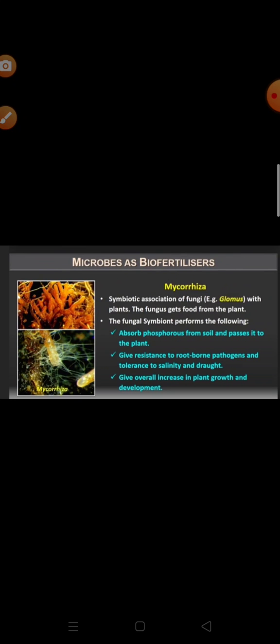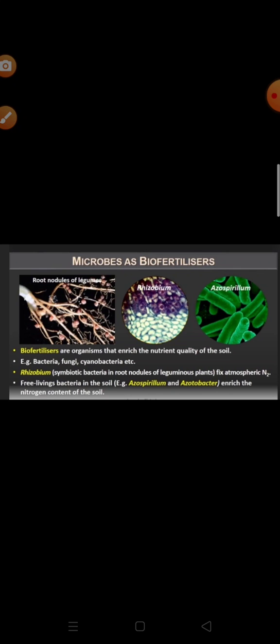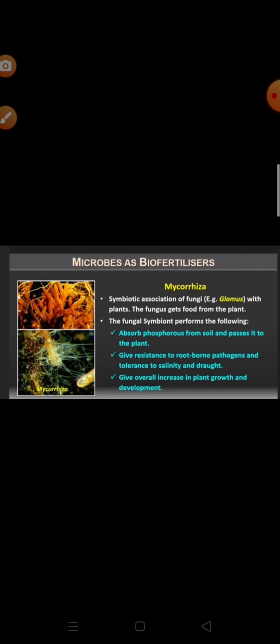Rhizobium has a symbiotic association. It is a symbiotic bacterium which lives in the root nodules of leguminous plants, and what they do, they fix the atmospheric nitrogen into organic compounds. Another is Azospirillum and Azotobacter. They are free living bacteria and they absorb the free nitrogen from the soil and air, and convert it into salts of nitrogen like amino acids and enrich the soil nutrients. As a result, the plant can get nutrients from the soil.